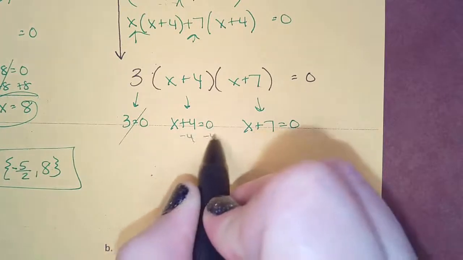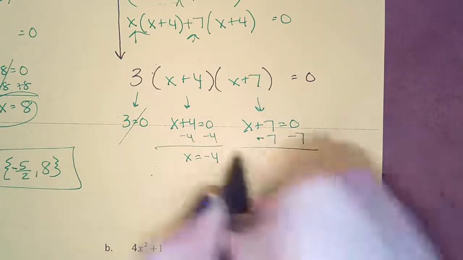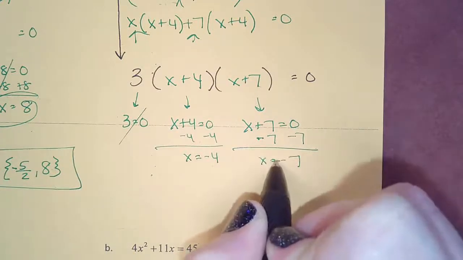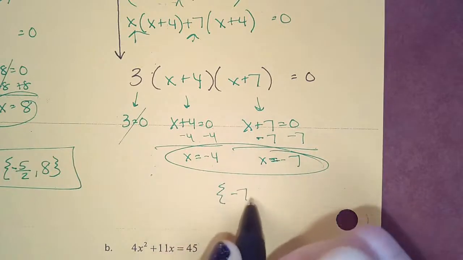Here, subtract 4. x equals negative 4. Subtract 7. x equals negative 7. Answers are negative 7, negative 4.